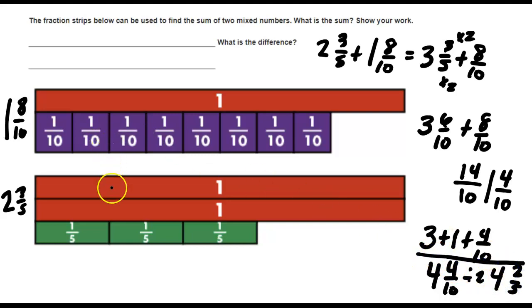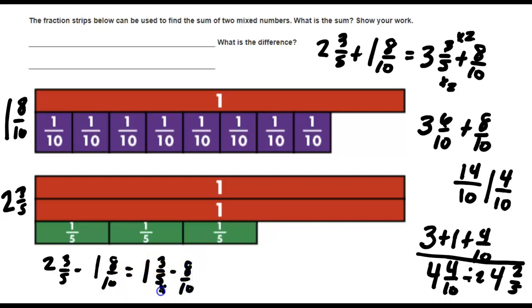So that's the sum. Now to find the difference, I'm going to have to subtract. So I've got 2 3/5 minus 1 8/10. Just like before, I've got to find a common denominator. But 2 minus 1 is 1, and 3/5 minus 8/10. Well, if I multiply this by 2 and this by 2, I get 1 6/10 minus 8/10. Just like before, we're going to have to regroup.